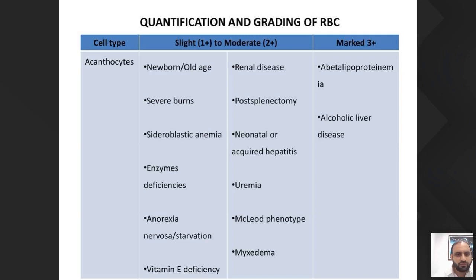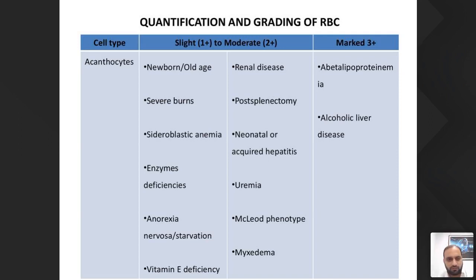Now, acanthocytes, again, we can see in many cases, with different differential diagnoses, in slight to moderate amounts. But a marked 3+ in an infant or a child, if I see marked acanthocytes present in the peripheral blood smear, I'll ask the clinician to send a stool sample, look into it for the presence of frothy stool or the presence of fat vacuoles under the microscope. I would ask him to do genetic testing because I want to rule out this condition of abetalipoproteinemia, which is the only differential diagnosis coming up if there are marked acanthocytes.